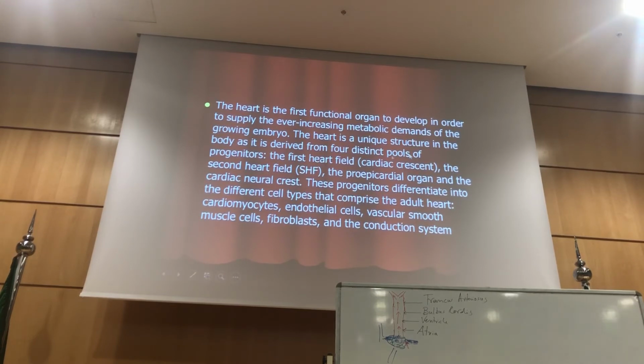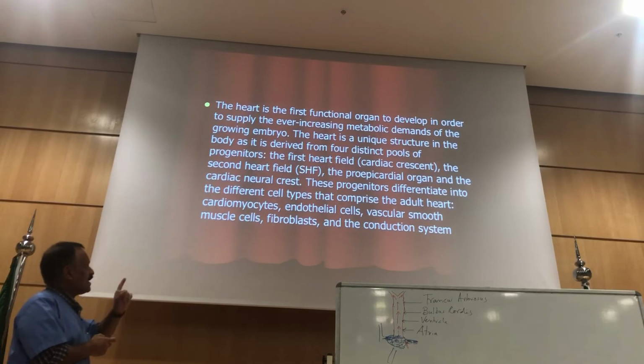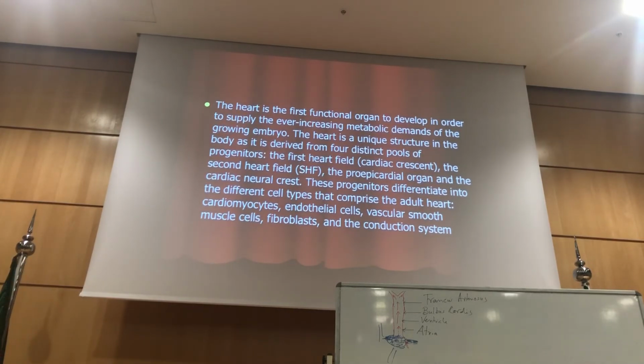Then the heart is a unique structure in the body that is derived from a distinct pool of cells we call the cardiac crescent, etc. You can see what is written over there. Even I don't read it. I have to cut and paste from something when I show the PowerPoint, otherwise students will say, Dr. Paul, you did not write it that way. Read it carefully. There are many things over there, and it's very important. The last part is very important. It comprises cardiomyocytes, endothelial cells, vascular smooth muscle, fibroblasts, and the conduction system.